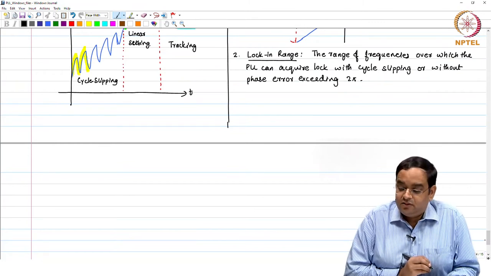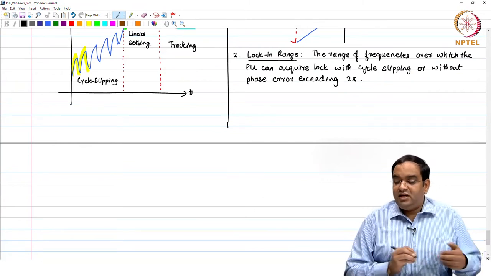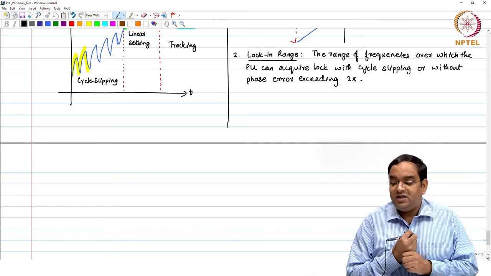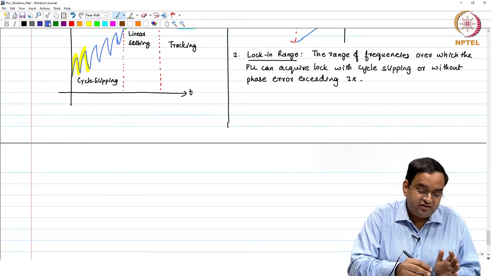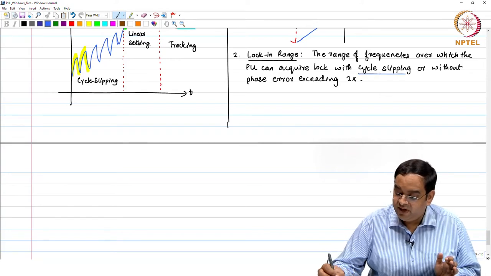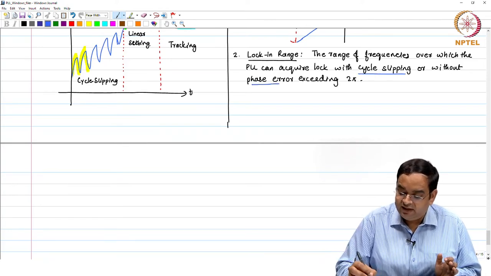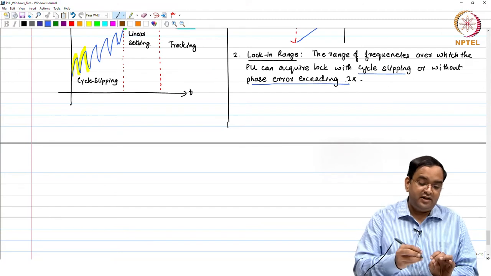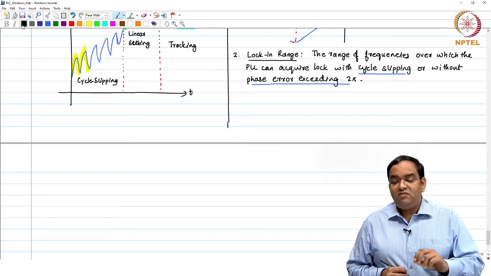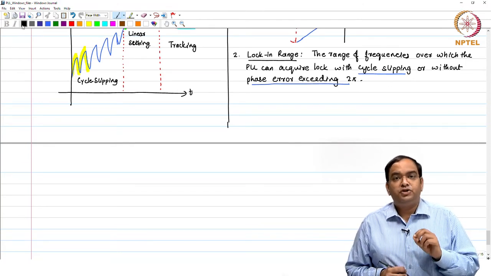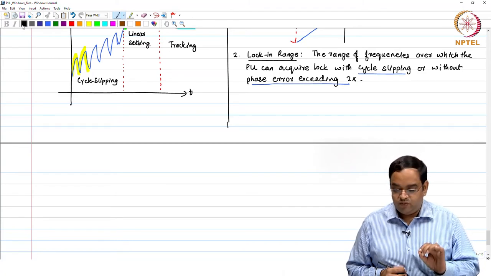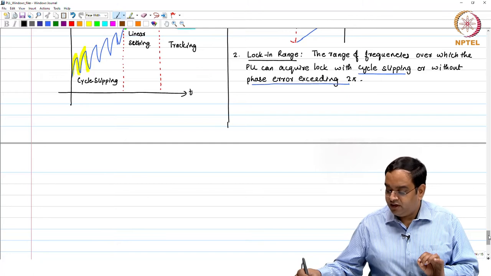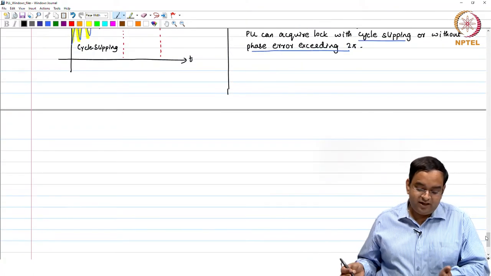So, here what we need to understand is what we meant by phase error exceeding 2 pi. These two terms are the same, cycle slipping or phase error exceeding 2 pi, they are the same things. So, we want the phase error should not increase more than 2 pi. So, what it means is, let us see with an example.